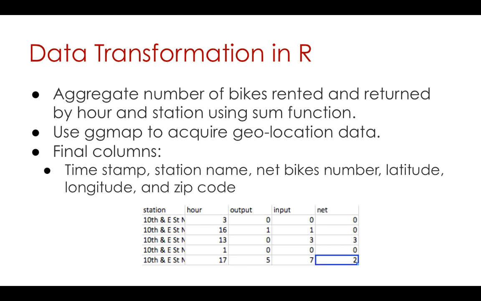First, I aggregate the number of bikes by station and hour using the sum function to get the input and output, and then I subtract the input from the output to get the net number of bikes, which is the variable I want to visualize. Next, I use the ggmap package to obtain latitude, longitude, and zip code. After these two steps, my data has all the information I need to begin my visualization.